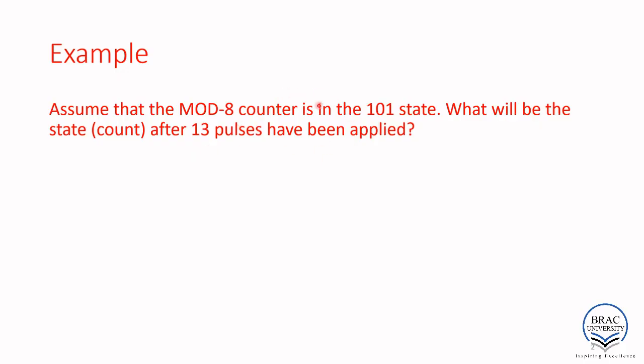So if it has 8 states, after 8 cycles it will be at the same state, right? If you start from 101, after 8 states it will be again 101, right? And you need to determine what the state will be after 13. For that you need to draw the signal flow graph first.